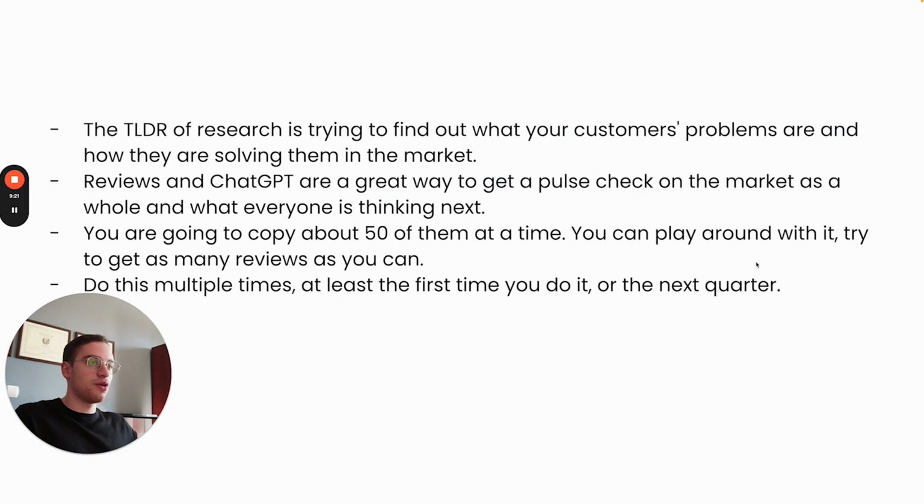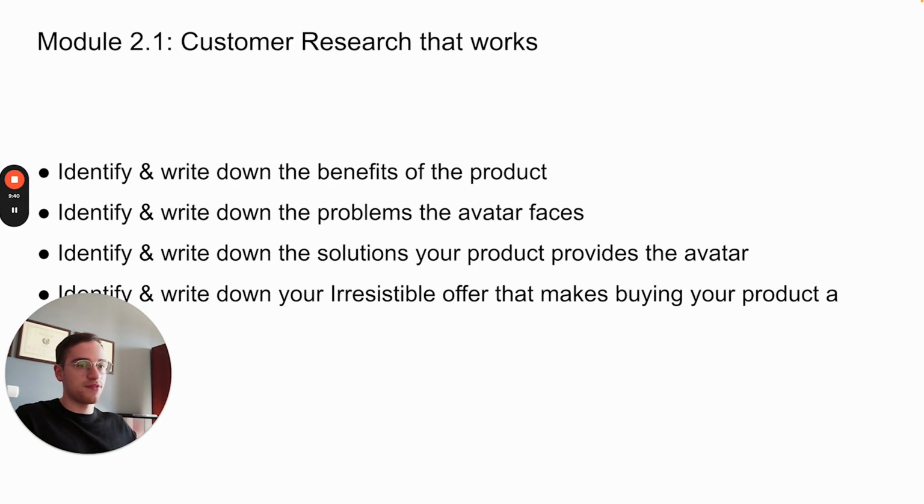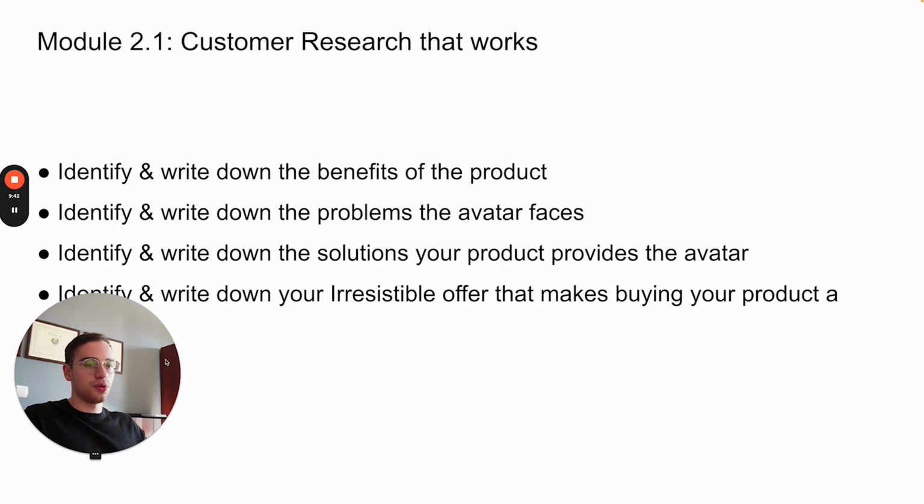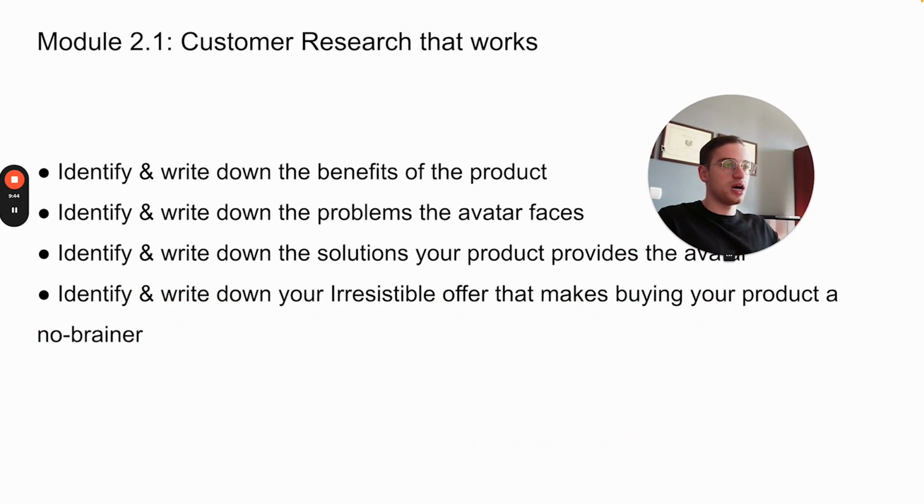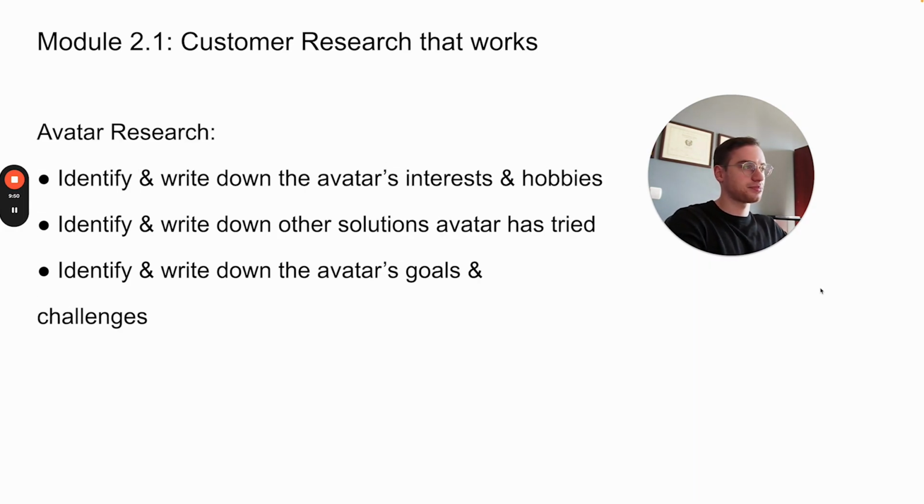So the TLDR of research is trying to find out what your customers' problems are and how they're solving them in the market. Use ChatGPT, use Amazon, and basically devote at least 2-3 hours to research, and do this multiple times throughout the month so you can have that understanding. Here I have some bullet points: identify and write down benefits, problems, solutions, and an irresistible offer that makes your product fine, so you can craft unique ads.